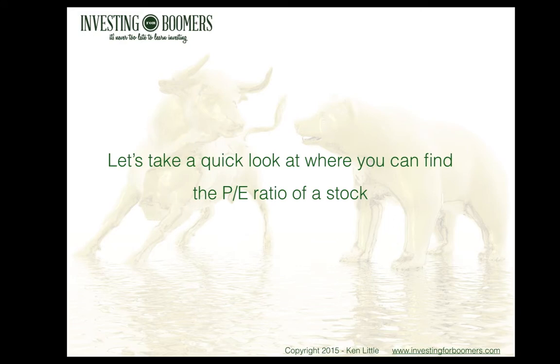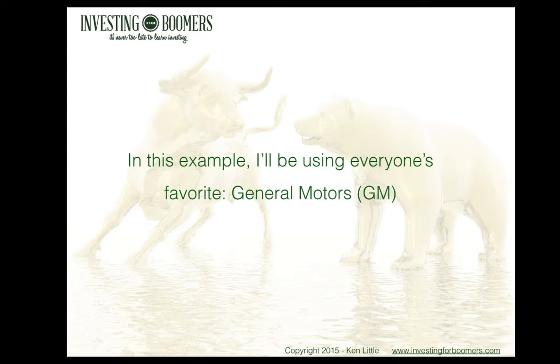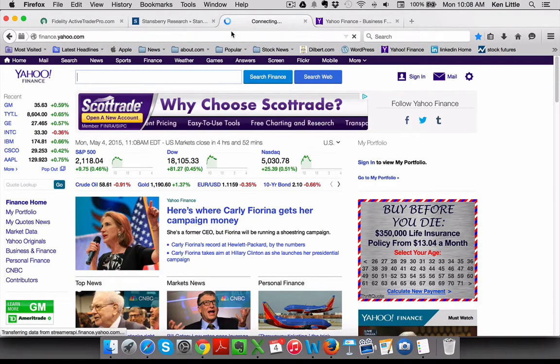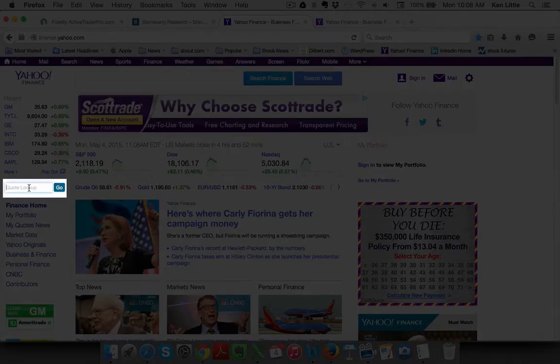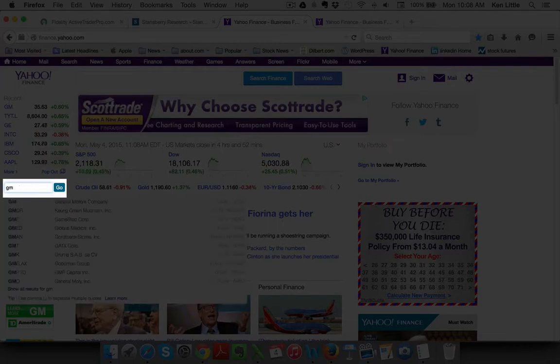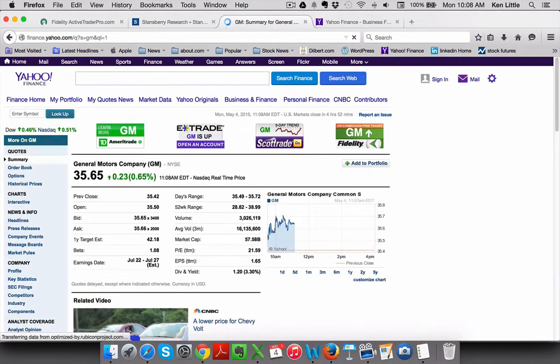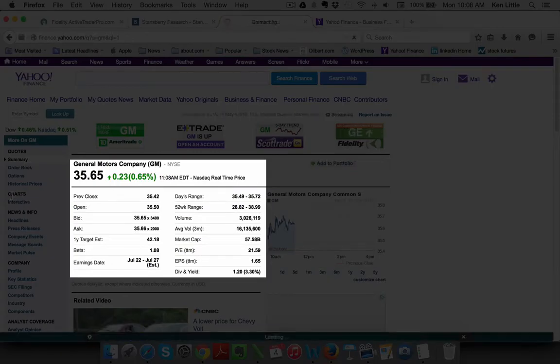Let's take a quick look at where you can find the PE ratio of a stock. In this example, I'll be using everyone's favorite, General Motors. For this example, I am using Yahoo Finance. You could also use Morningstar or one of the many other sites that list the detailed information that we'll be looking for. Over here in the far left-hand side is a quote lookup, and we'll type in the symbol for General Motors here, and click to bring us to a summary page of some key financial numbers for General Motors. And here you see the PE ratio of 21.59 for General Motors.